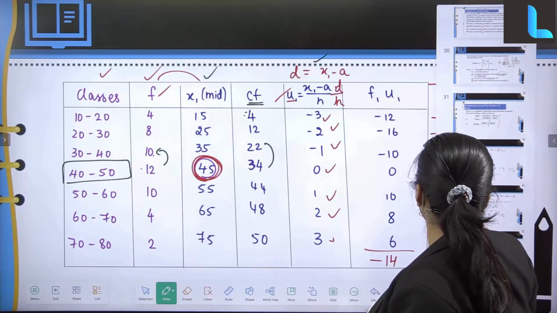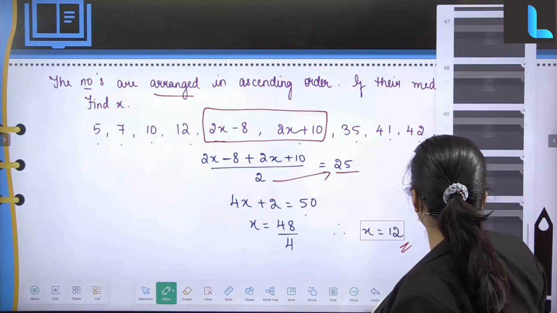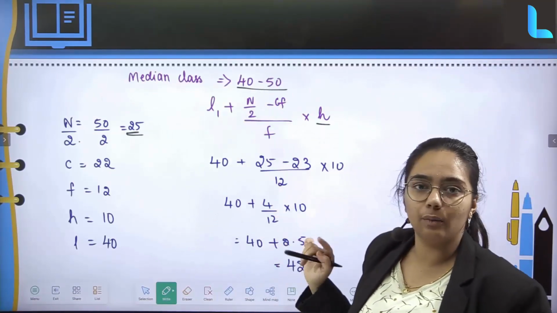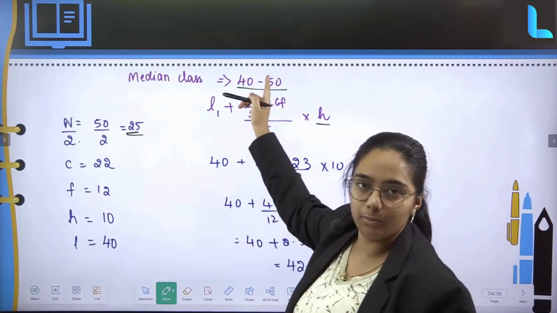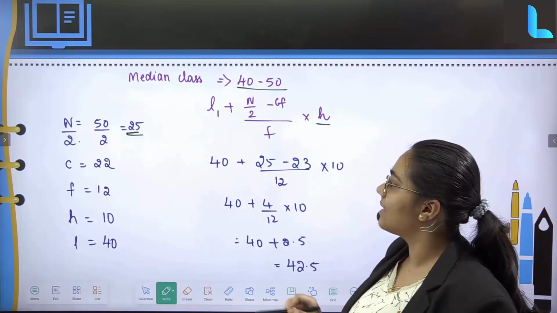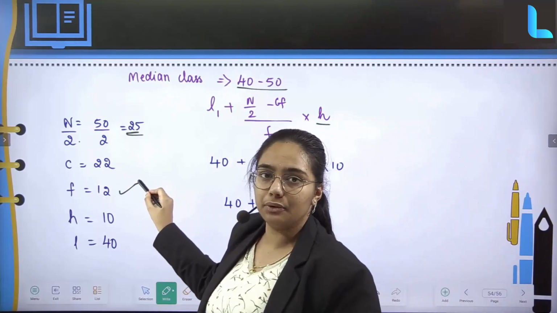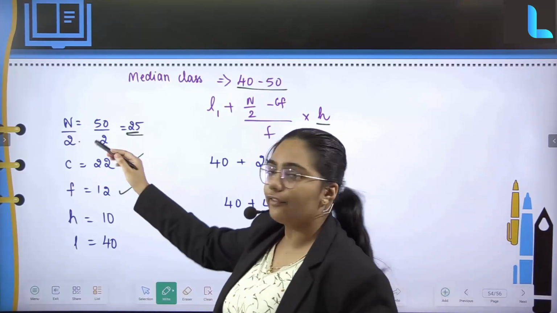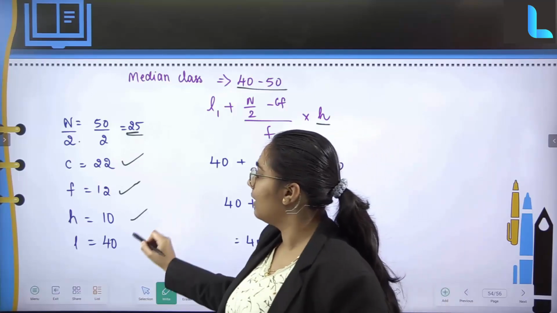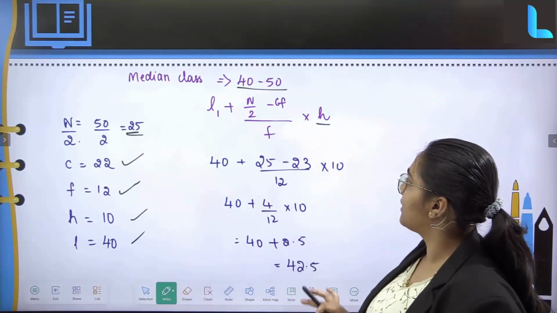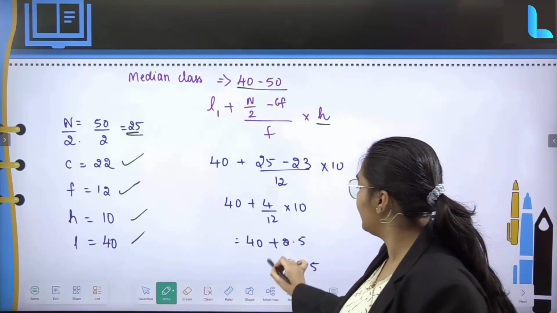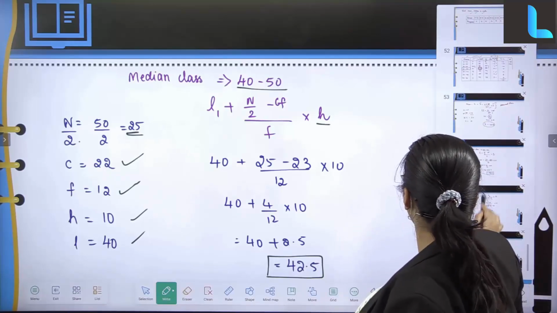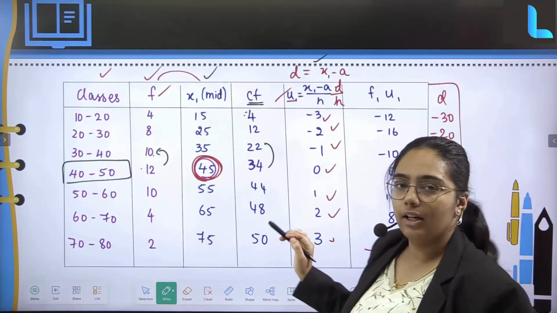So now with this I can find out my values over here. From this 40 to 50, what is my lower class, that is L? From this 40 to 50, 40 is my lower class. As I said, your frequency is going to be equal to 12 and cumulative frequency is going to be equal to 22. Once I have that, h, the difference in 40 to 50, is going to be equal to 10, and lower class we already know. With this data I can substitute my values, and finally I will get my median to be equal to 42.5.